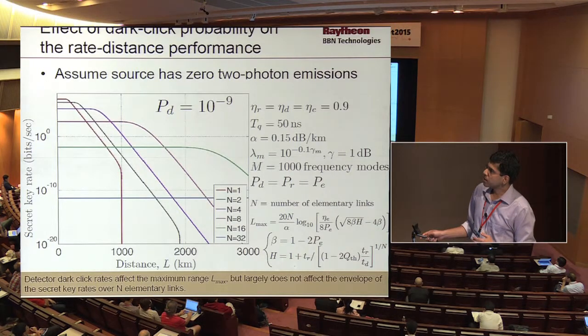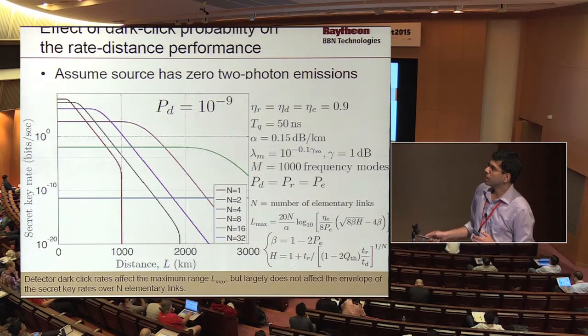And as you can see, this is the envelope, and this is what we want to focus on. For example, if you want to go up to 2,000, you wouldn't use 4. You would have to look at the envelope and then use the right number of repeaters at that point.